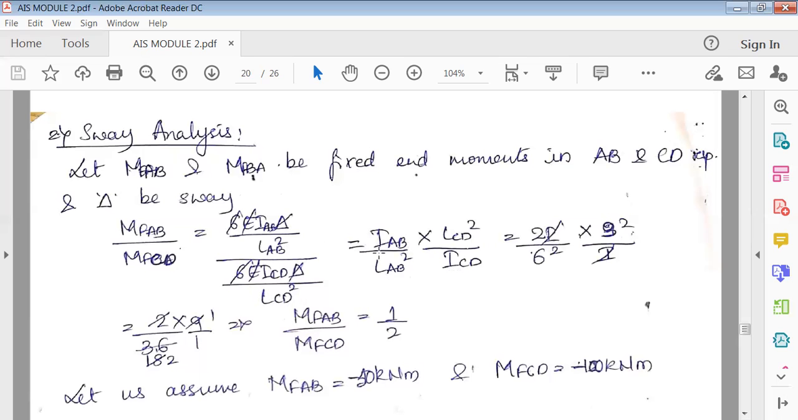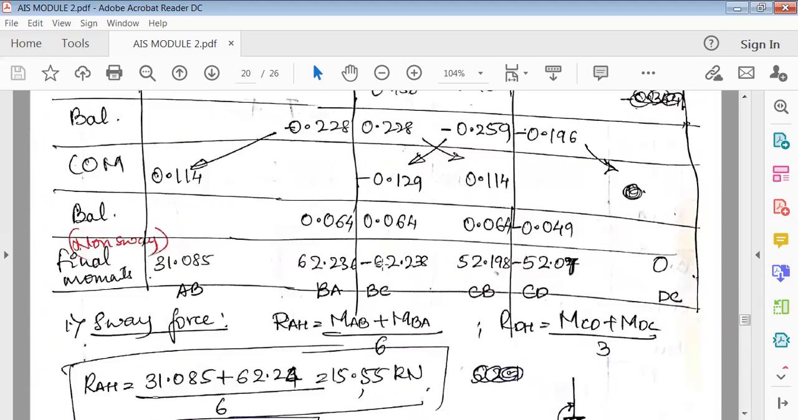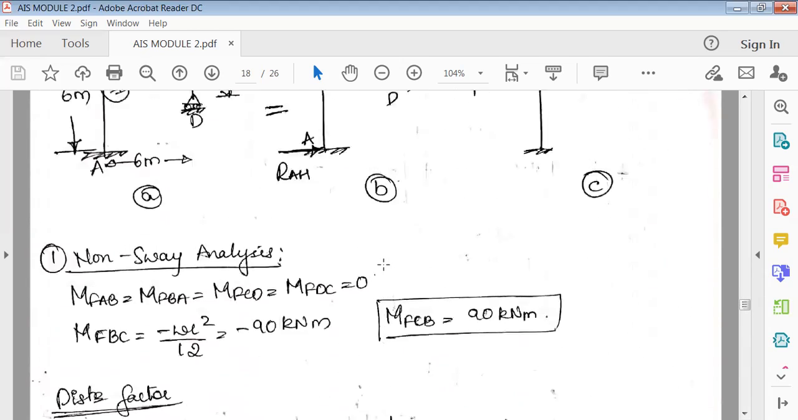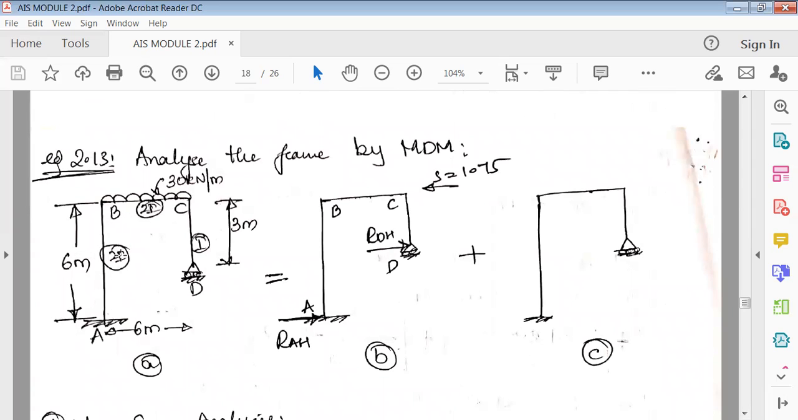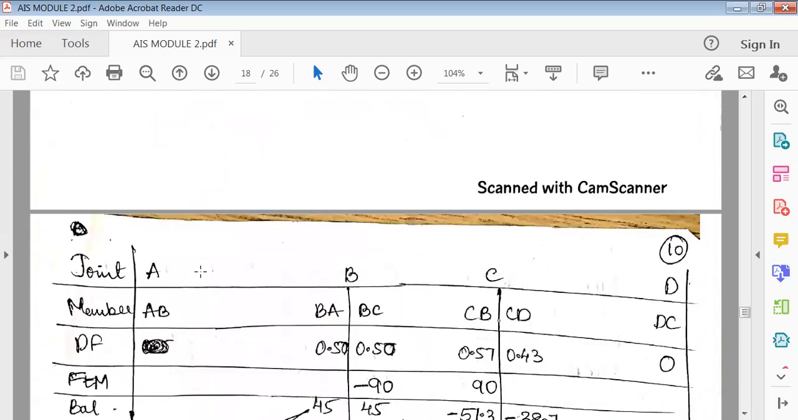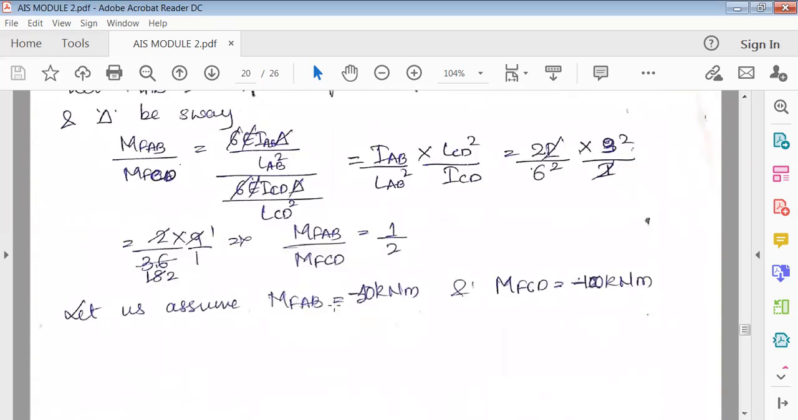Now substitute the value of IAB. IAB is 2I, and ICD is I. Again, use the lengths also properly. So this is 2I by 6 square into 3 square divided by I. When you solve this, try to keep it in fractions always, in terms of ratios, because those are the moments which you are going to take later to solve the problem. So right now it is 1 by 2.